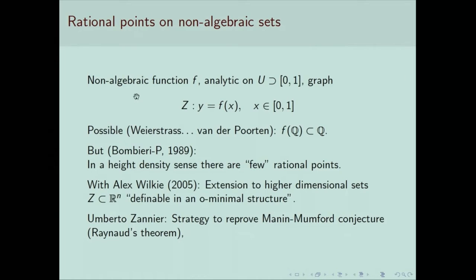And then Umberto Zannier proposed a strategy to use this counting theorem to give a new proof of the Manin-Mumford conjecture, which of course is Raynaud's theorem. And then it turns out that this sort of approach has quite a wider applicability. And I guess I'm going to talk about all of those things, so that's somehow the long introduction. But first I want to describe the non-algebraic algebraic connection and how that happens.